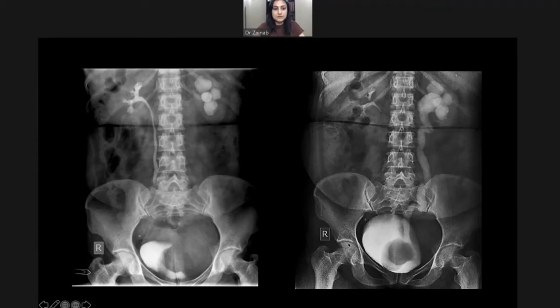So, to summarize the findings, there is a predominantly well-defined smooth polypoidal filling defect in the bladder, localized towards the left vesico-ureteric junction predominantly. That will be the epicenter, and we can see that there is an abrupt cutoff of the left distal ureter with upstream hydroureteronephrosis, which is noted.